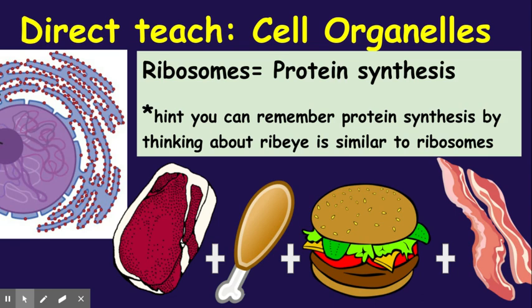So for ribosomes, I like to think of ribeyes. They are both protein, and ribosomes are protein synthesis. They make proteins.